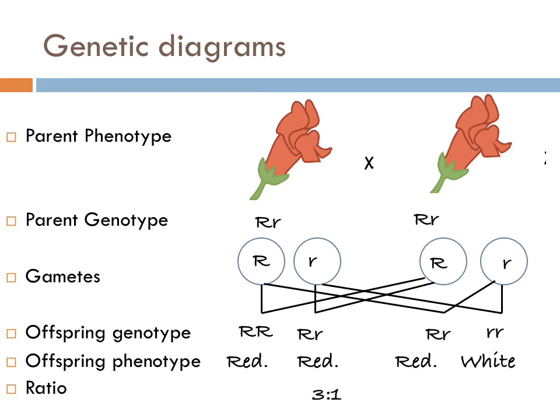Here the ratio is 3 to 1. Or if you want to write it in percentage, then there is a 75% chance that the offspring will be red in color and only 25% chance that they will be white in color. Okay?